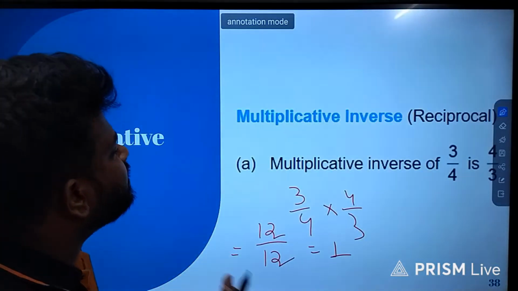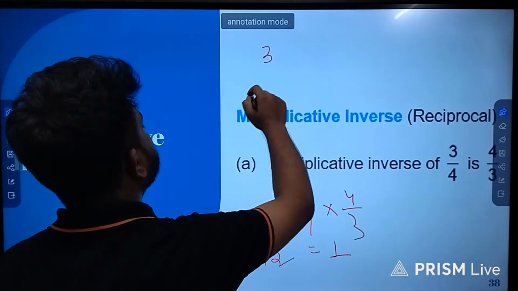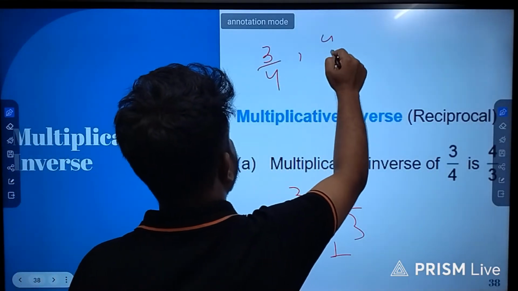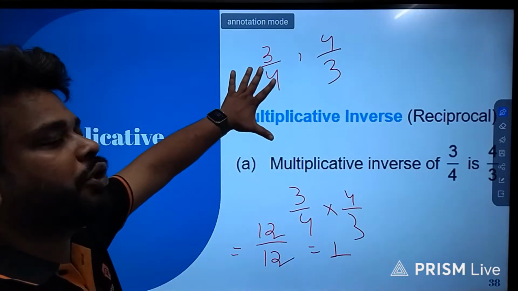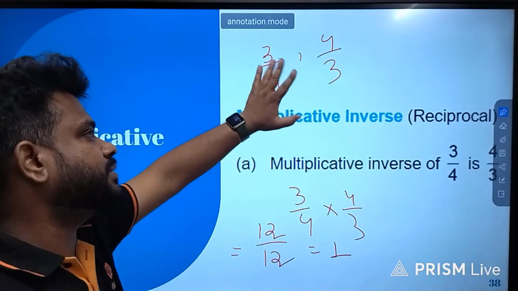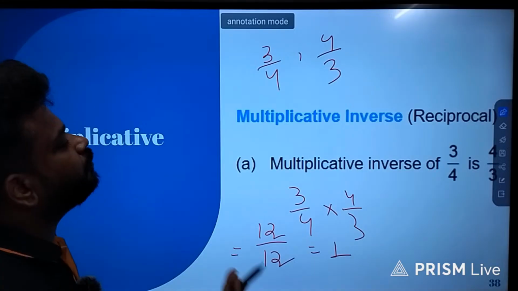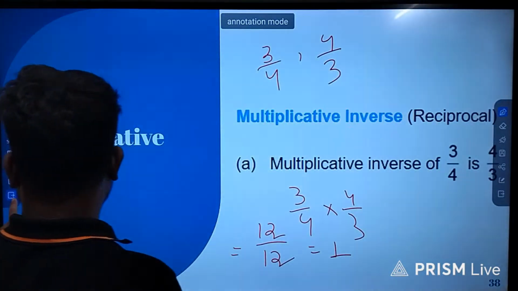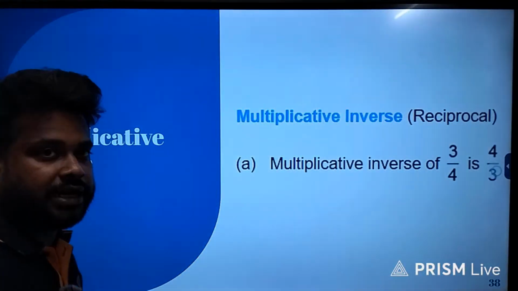And this is another example of multiplicative inverse or reciprocal. For that case, we know that reciprocal means the flipped version of the fraction itself. So the reciprocal of 3 by 4 will be 4 by 3 and the reciprocal of 4 by 3 will be 3 by 4, and the multiplication of two reciprocals of the same number will be 1. Okay, this is another type of identity which we call the inverse identity.